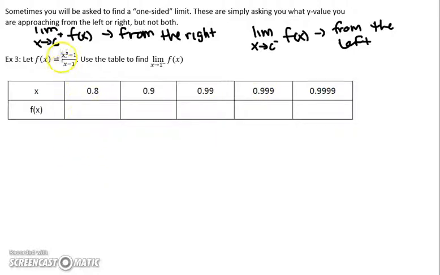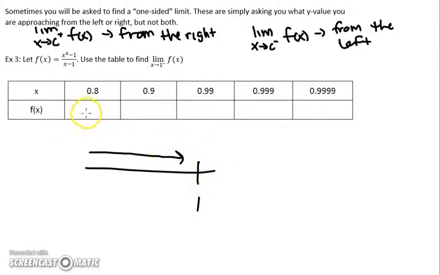So on this problem, we want to find the limit as x approaches 1 from the left of f of x. If we're thinking about a number line, there's 1. I want to pick numbers going this way. We're trying to find the y values that this function is approaching as we get really, really close to 1 coming from this side. Well, our table goes from 0.8 to 0.9 to 0.99 to 0.999 to 0.9999. So we're getting really, really close to this 1. We're going to try to find what y value we're going to get really, really close to.